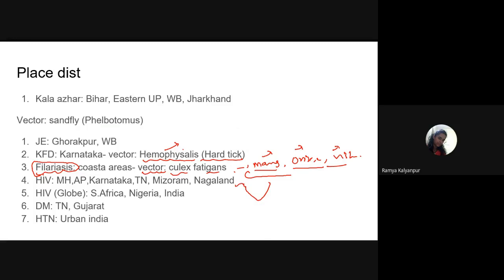So what is the peninsular part of India? It starts from Gujarat, then Karnataka, then Kerala, Tamil Nadu, Andhra Pradesh, Orissa, West Bengal. If we know the geographical map of India, all this part we call Peninsular India. Wherever there is a coastal area, by the sea, filariasis cases will be more because this vector is commonly seen there.